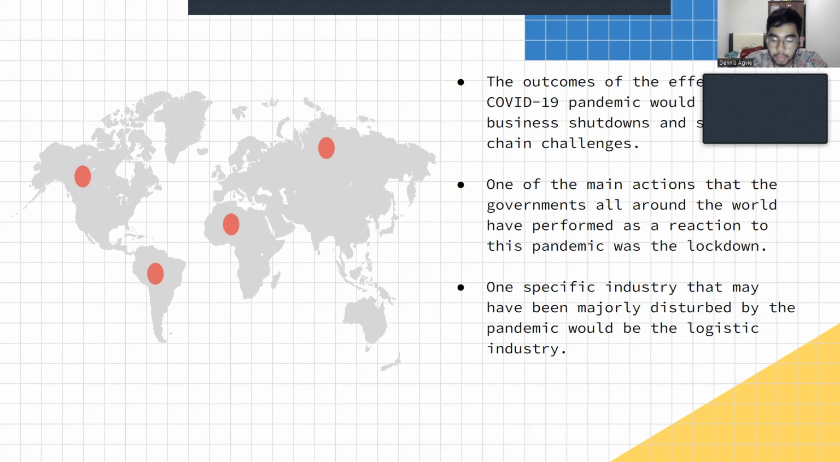One specific industry that may have been majorly disturbed by the pandemic would be the logistics industry. The logistic industry has a huge influence on the world's economy as they are responsible for the flows of goods between businesses locally and even internationally. The global logistic industry has been estimated at around $8 trillion to $12 trillion in size annually.